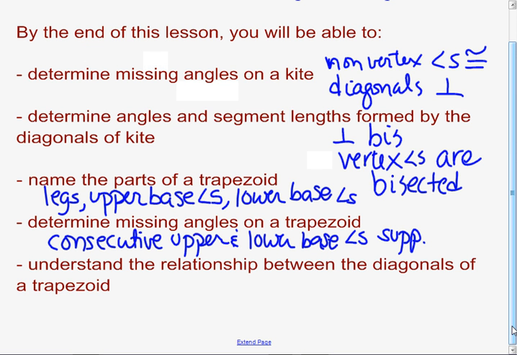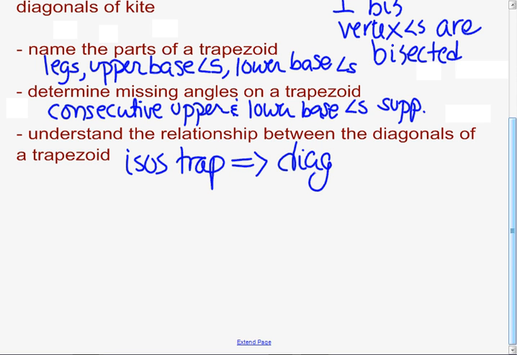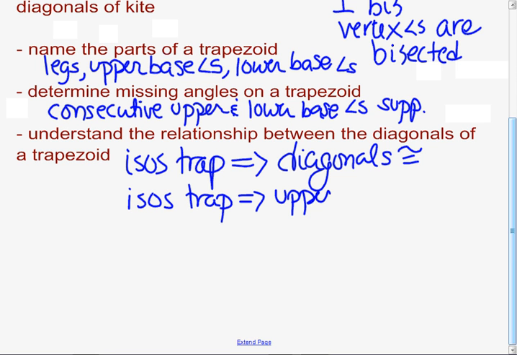Understand the relationship between the diagonals of a trapezoid. In particular, if I have an isosceles trapezoid, the diagonals are congruent. And not only that, if I have an isosceles trapezoid, the base angles are congruent. The upper base angles are congruent. And the lower base angles are congruent.